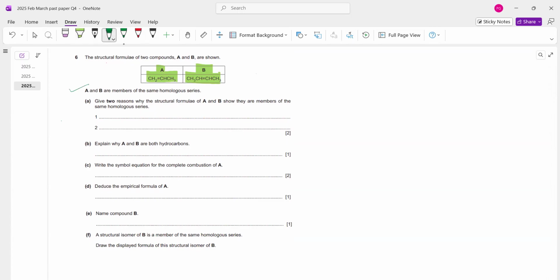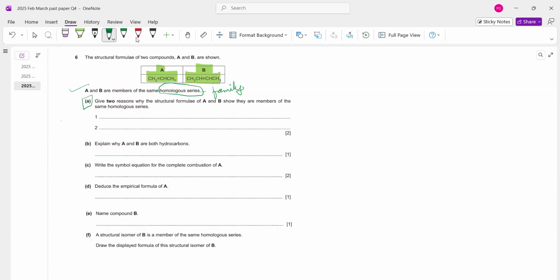A and B are the members of same homologous series. Now homologous series in organic chemistry means family. So they both belong to the same family. Can you figure out why both of them belong to the same family? Yes, because both of them are alkenes. They have a double bond in them. So they are members of the same family.